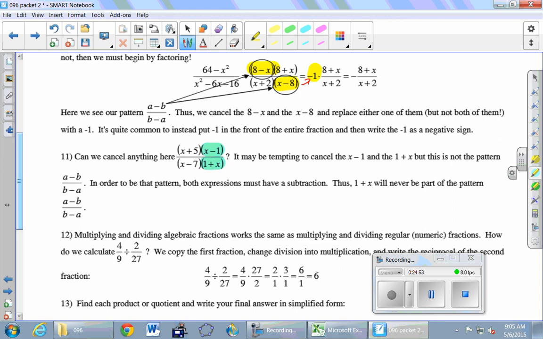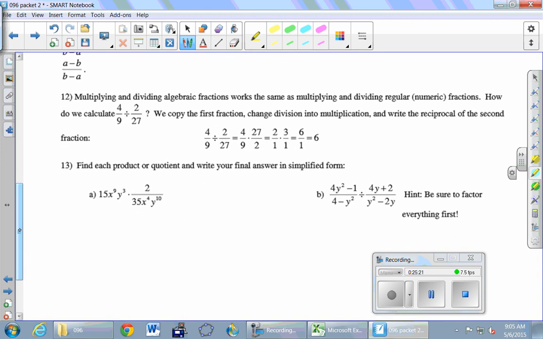But it has to be subtraction. This is not the pattern. I didn't trick you. I'm just sharing with you that sometimes you'll see something that looks like the pattern and isn't the pattern. The pattern has to involve two subtractions. 1 plus x will never be part of the pattern because it's not a subtraction. So we can't do anything with that.